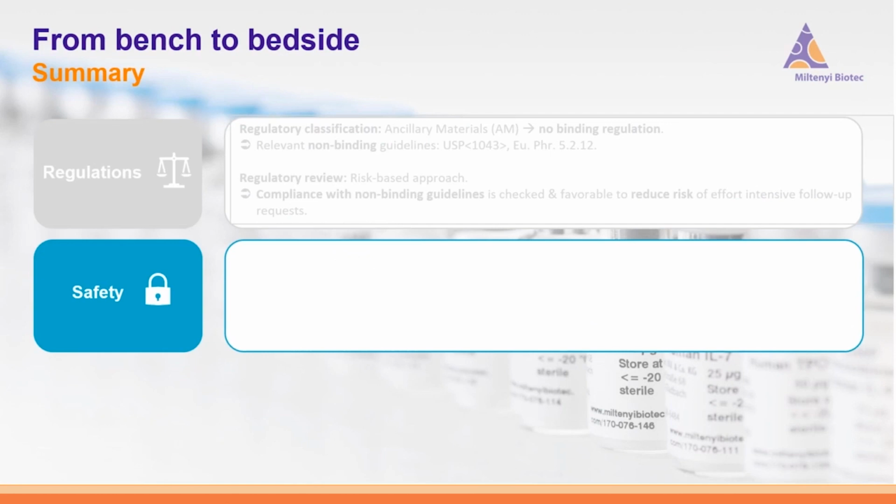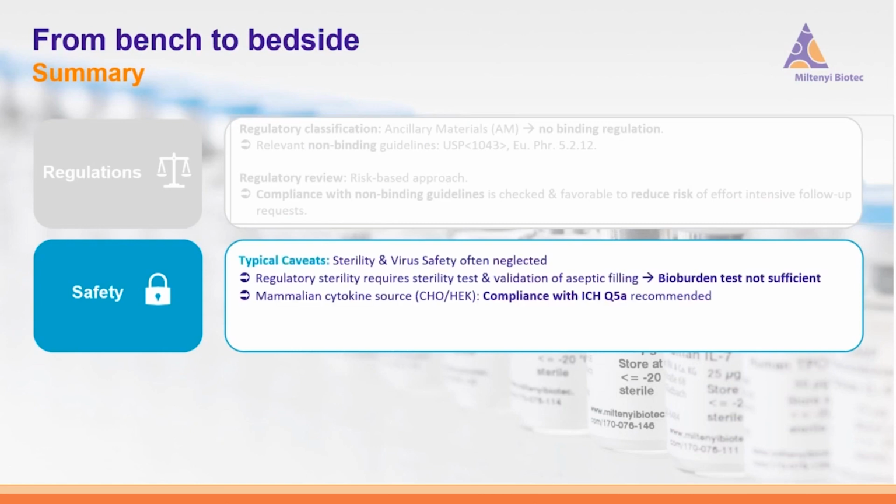Before moving on, please let me sum up the second part of this webinar, related to safety. We have learned that two things that are very often overlooked are sterility and virus safety. For regulatory sterility, you will need both a sterility test and a validation of the aseptic filling. The bioburden test alone is not sufficient. Furthermore, if you have cytokines from mammalian sources, make sure that the cytokines you buy are compliant with the ICH Q5A to later avoid troubles in the regulatory review.